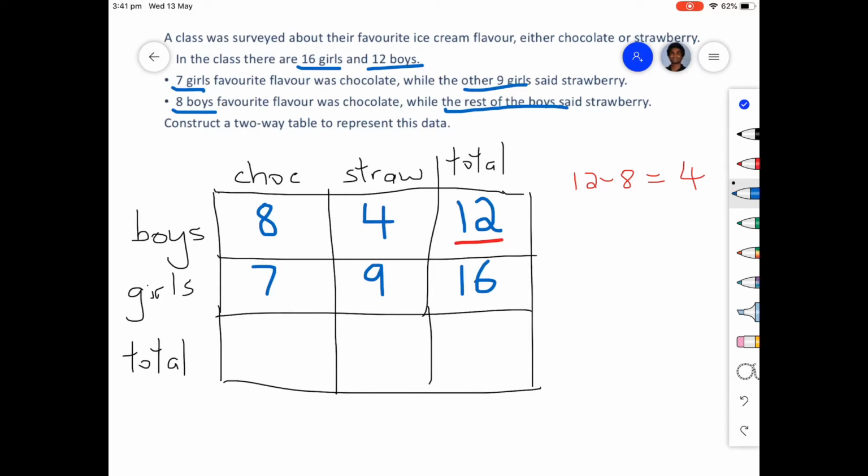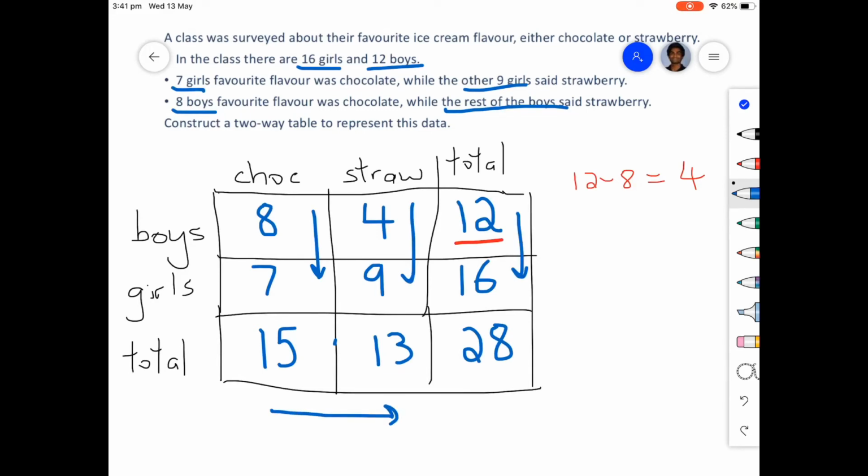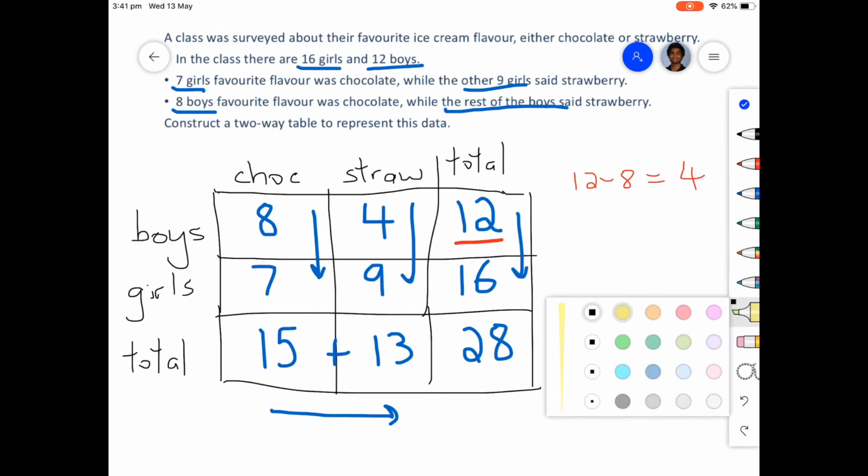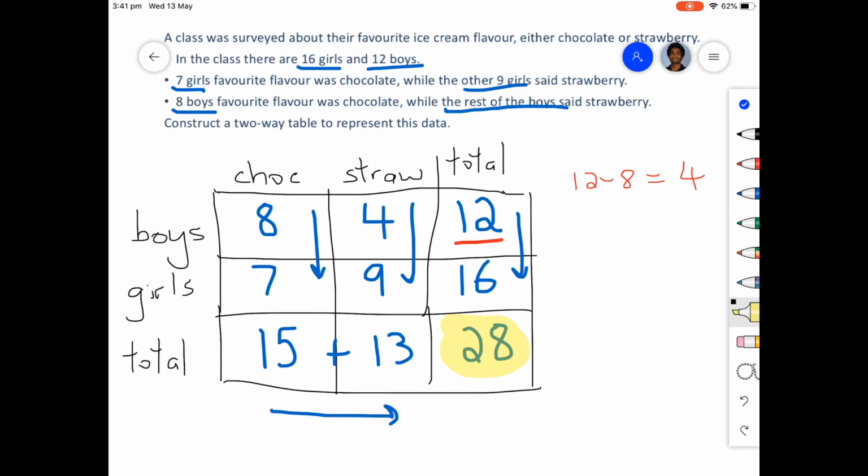Now all that's left to do is fill in our bottom row for the total. And very simply we just move down the page. 8 plus 7 is 15, 4 plus 9 is 13, and 12 plus 16 is 28. And the best way to check if you are correct is to add across as well, and 15 plus 13 should equal 28 as well. And it does, so we know that we are completely correct, and this is our finished two-way table.